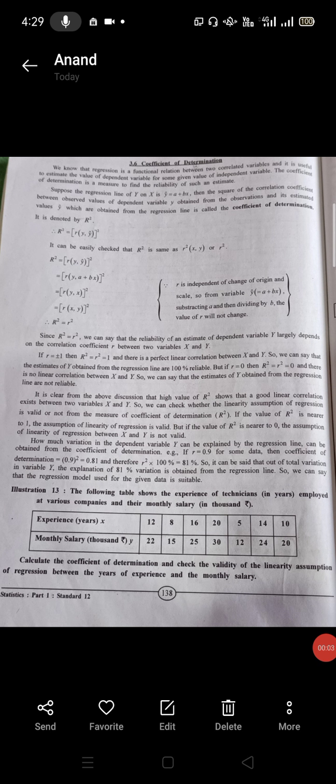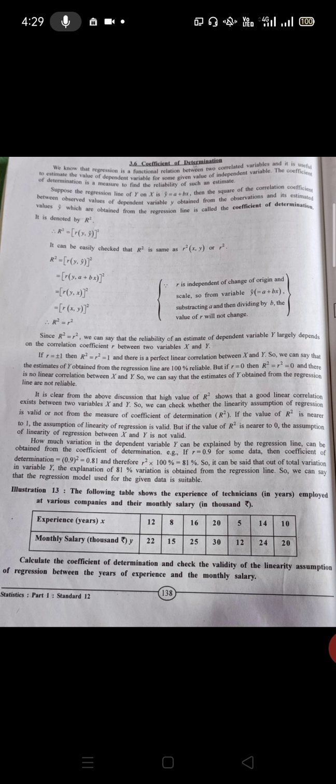Once again, in the last lecture we already discussed some examples related to correlation and regression. Now we are going to discuss the next topic, which is the coefficient of determination. First of all, we have to discuss what we mean by coefficient of determination, and then we are going to calculate one example related to it.